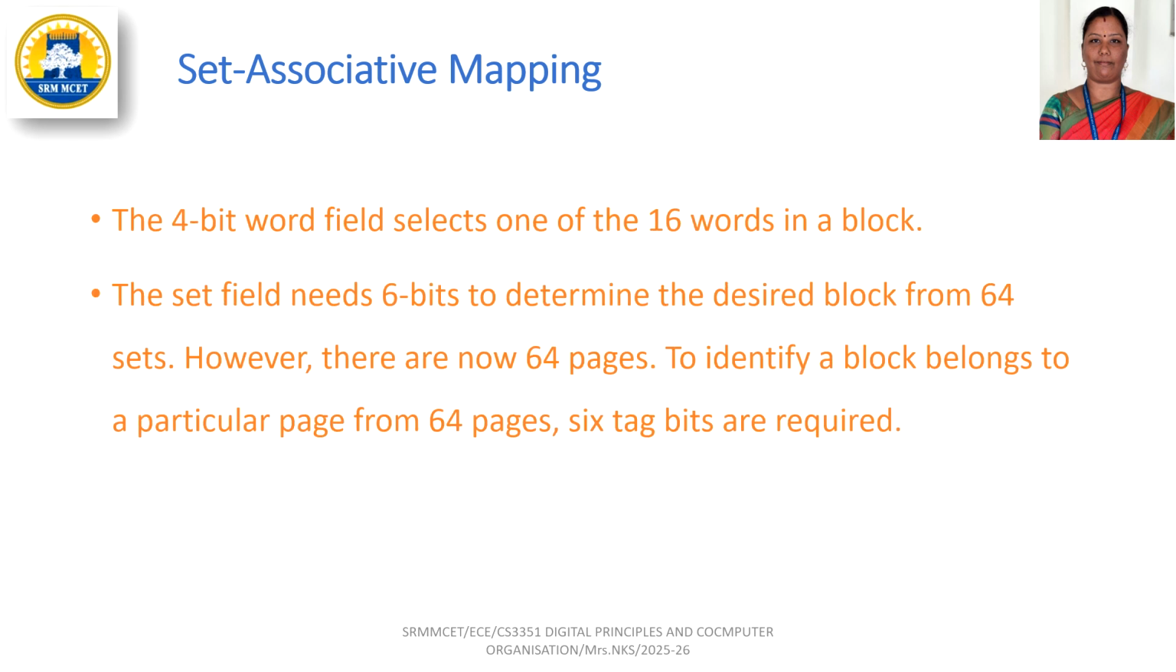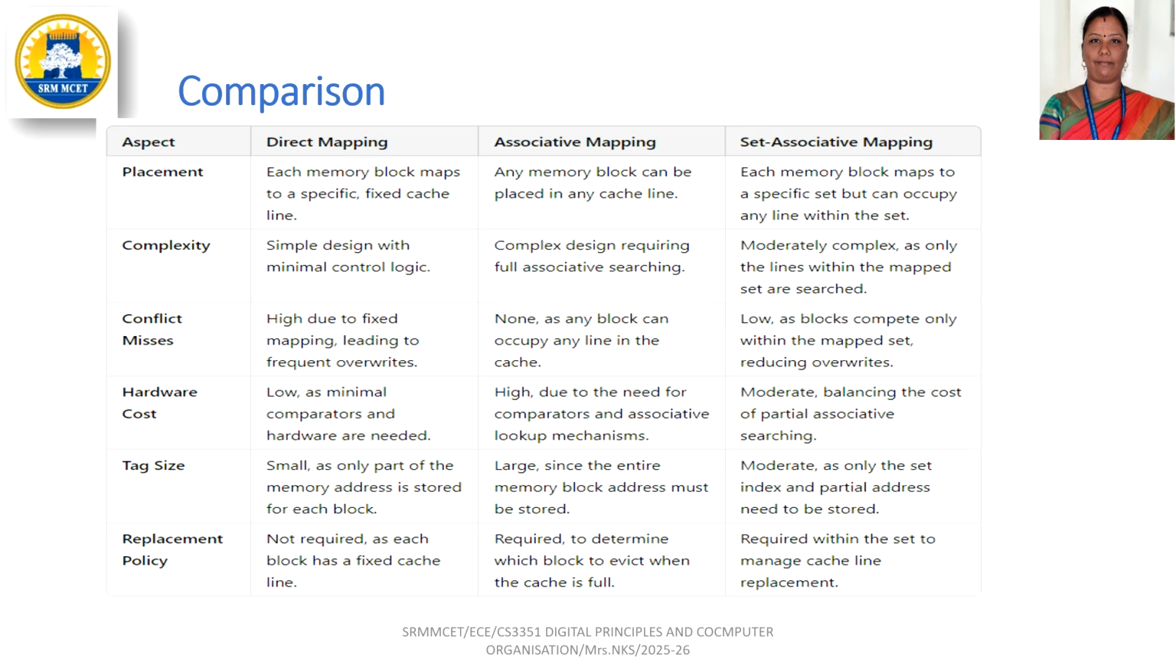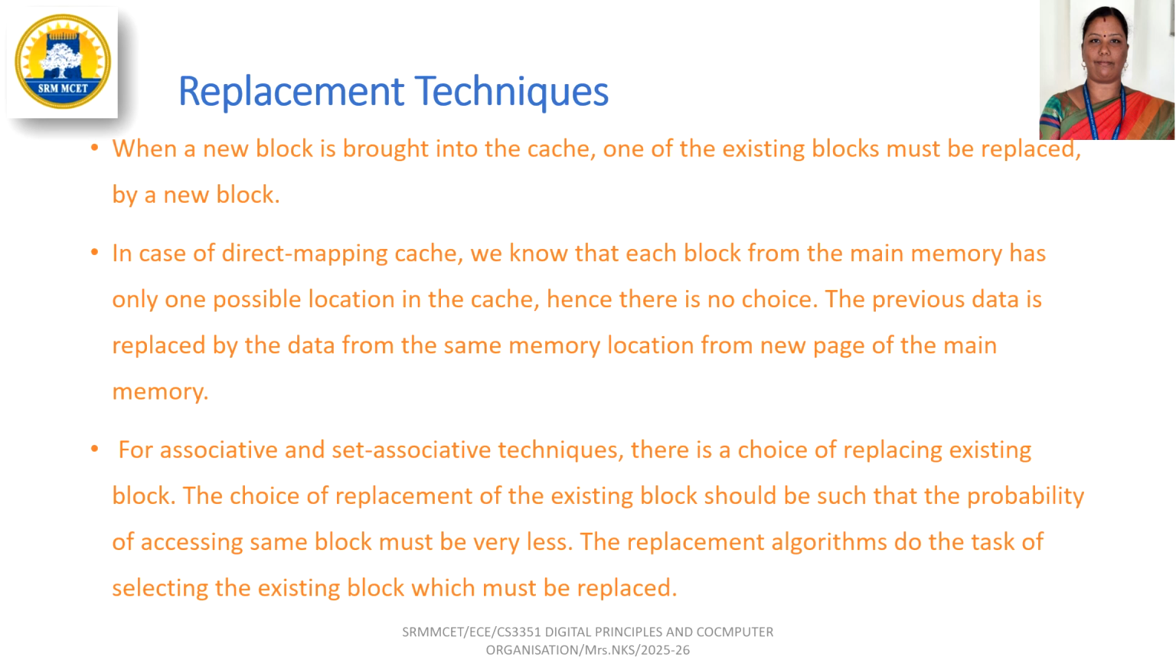Okay. So this is the comparison of all three kinds of mapping techniques: direct mapping, associative mapping, and set associative mapping. All three techniques are compared here. These are the aspects, and you can have a look at that.